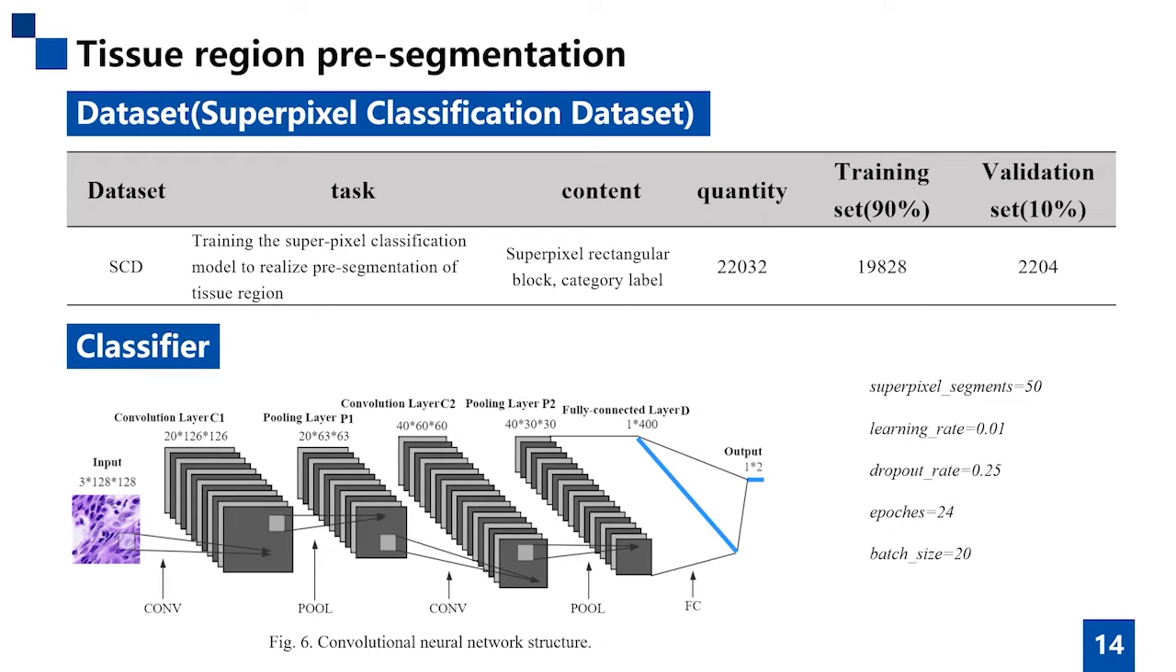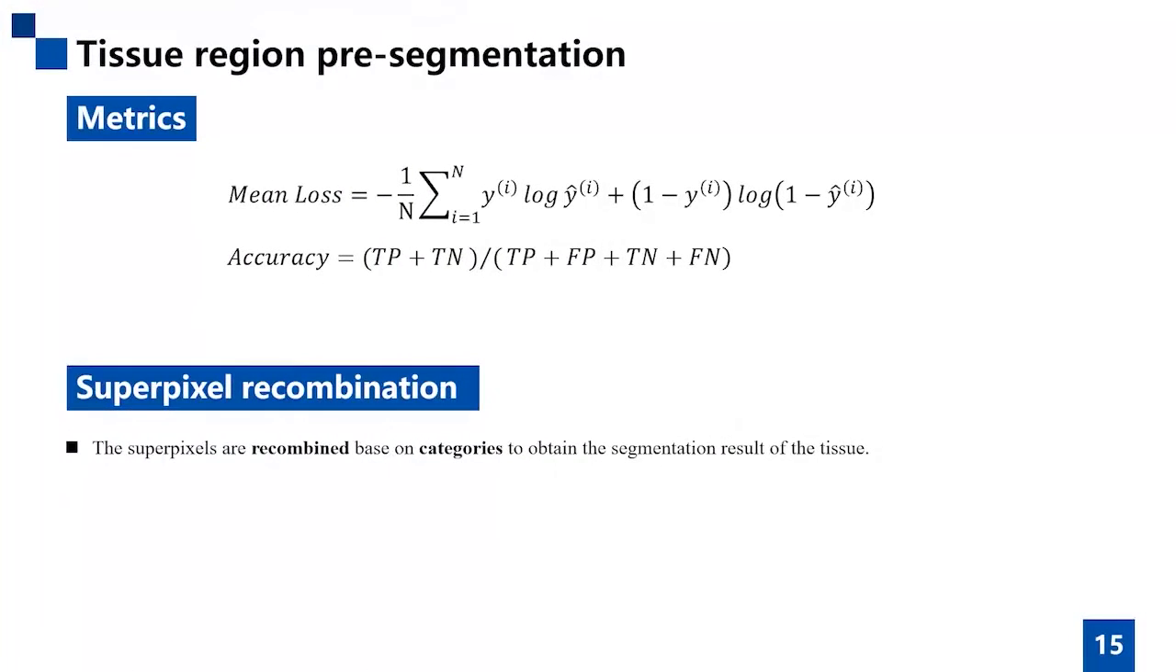A CNN is constructed to train the superpixel classification model. The network structure is shown in the figure. The rectangular superpixels are used as the input, and the category probability marked by doctors is used as the label. Superpixel classification is evaluated by mean cross entropy loss and accuracy. The superpixel classification results are reorganized into tissue segmentation results according to the division rules and the categories.